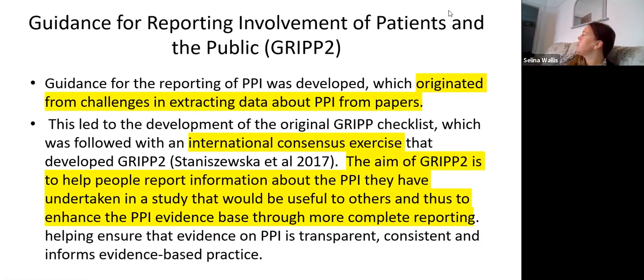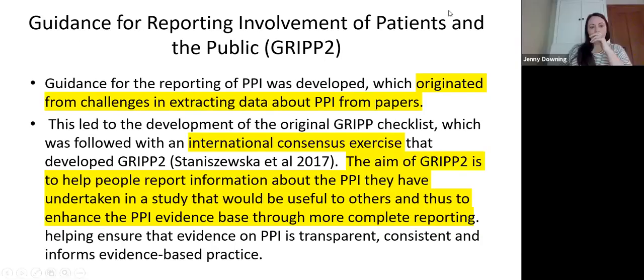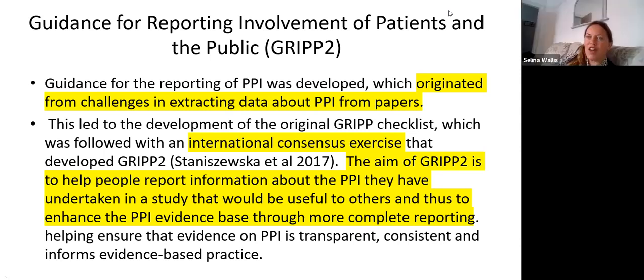What time is it? No, sorry. It is 11:15. Okay, so we're running out of time, as I usually do. At least we have got onto GRIPP2 before the end of the session.